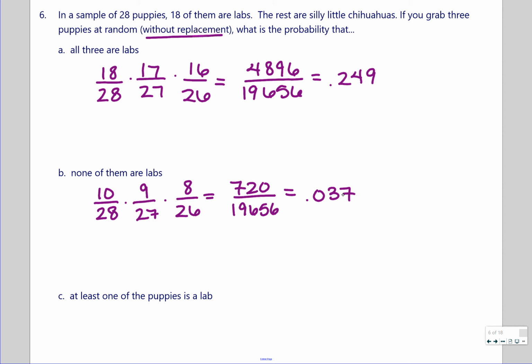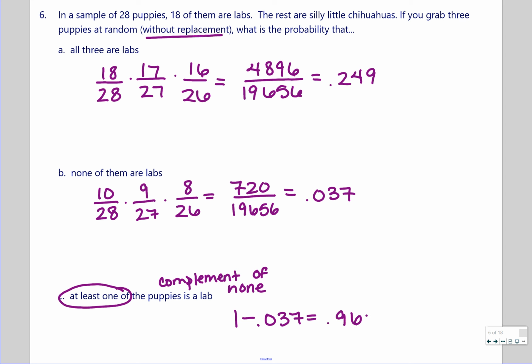All right. Part C. What is the probability that at least 1 of the puppies is a lab? At least 1 is the complement of, it's a fun little rhyme, complement of none. And we already found that, right? No labs was part B. So complement of part B gives me 0.963.